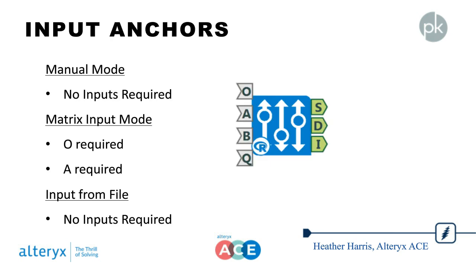So just to talk through the input anchors, you might remember when we configured manually, we didn't even touch the input anchors. We just configured the tool itself. There were no input anchors required. When we're using matrices, we use the O for objective, and we use the A, and we will actually use the B in our case for constraints, for our constraint equations. So I'll just show you what that looks like. And then the same thing for a file, you don't have to use inputs as well.